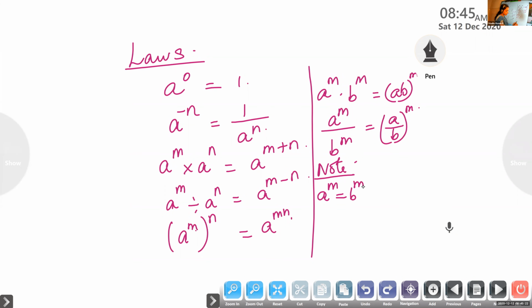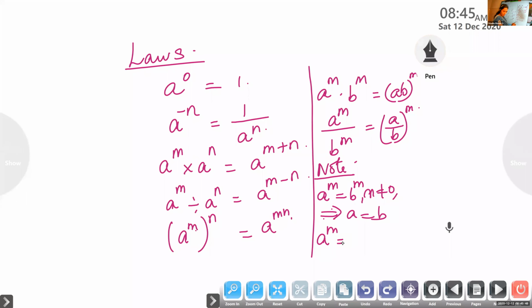to b raised to m with m not equal to 0. With m not equal to 0, therefore we will get a is equal to b. If a raised to m is equal to b raised to m, if the powers are equal and the exponential values are equal, surely the bases will be equal. Similarly, the other case also.